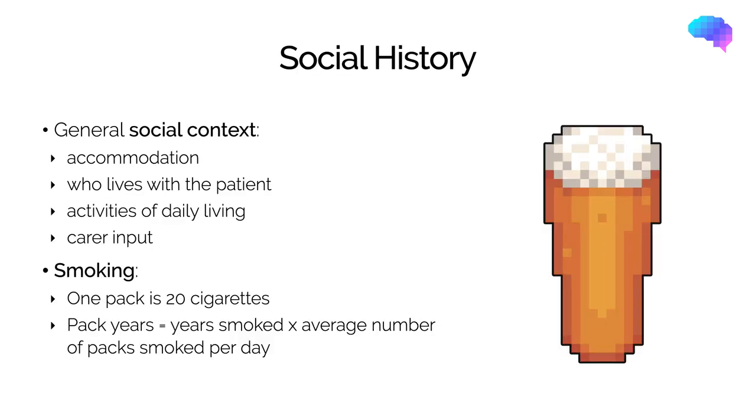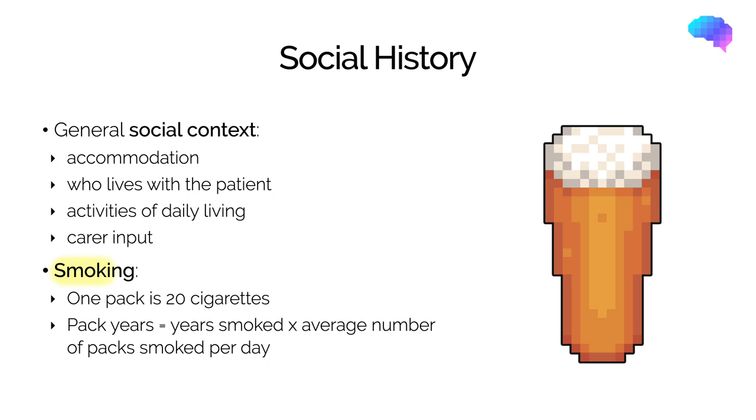Moving on to social history, it's important to explore the patient's social history to both understand their social context and identify any potential respiratory risk factors. You should ask questions about the patient's general social context, including, for example, the type of accommodation they live in, who lives with the patient, what's their personal support network. You should find out a bit about their activities of daily living and what tasks they're able to carry out independently and what tasks they require assistance with. It's also important to establish whether they have any carer input.